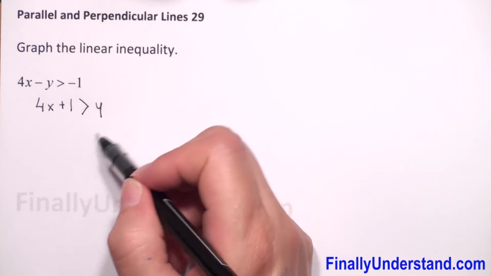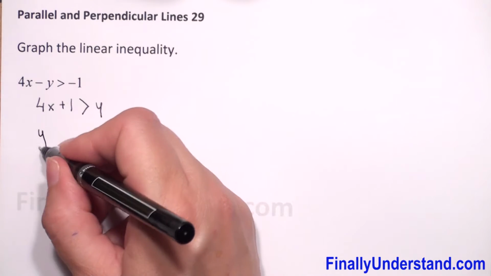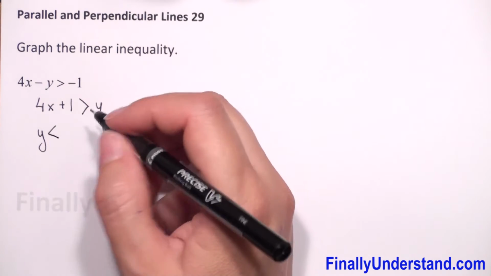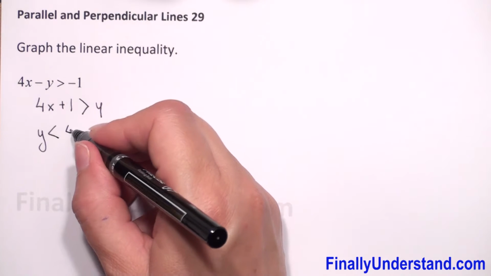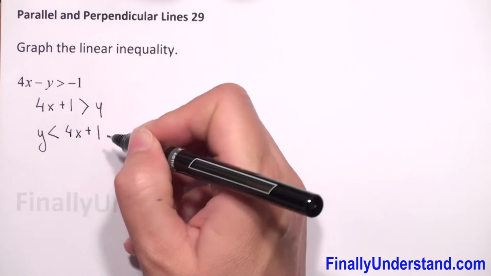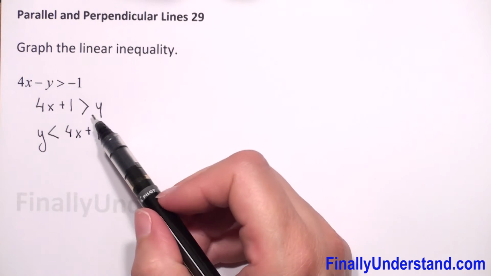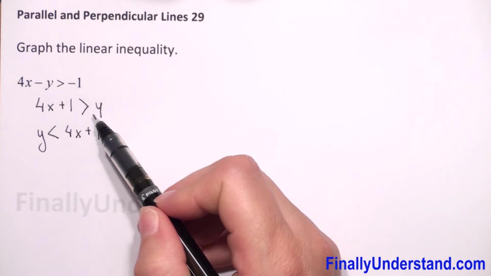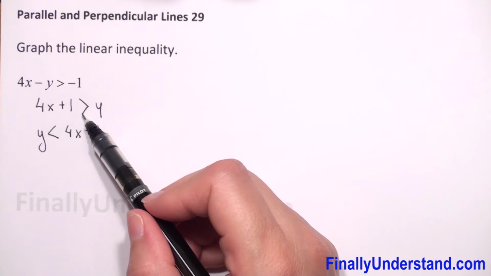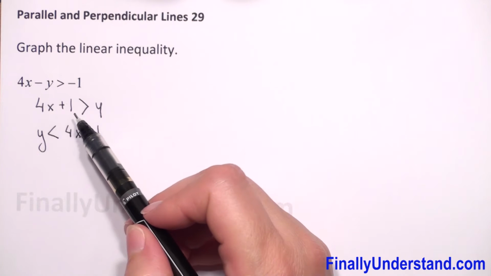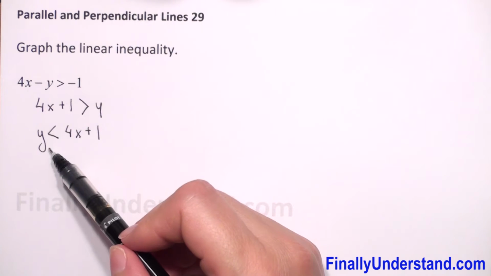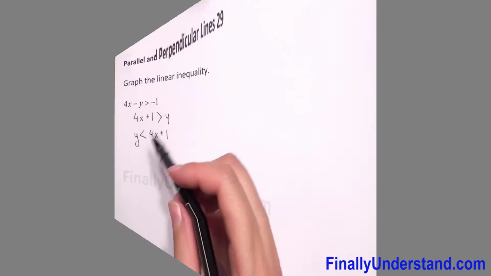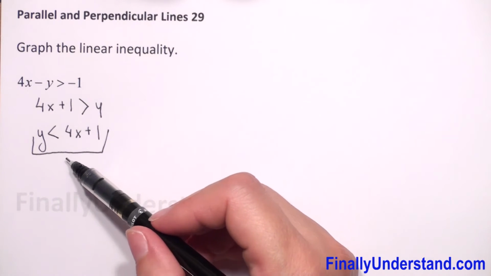And now I will change the side, so we will have y is less than 4x plus 1. I didn't change anything. We have here 4x plus 1 is greater than y. So it means that y is less than 4x plus 1. We have to graph this inequality.